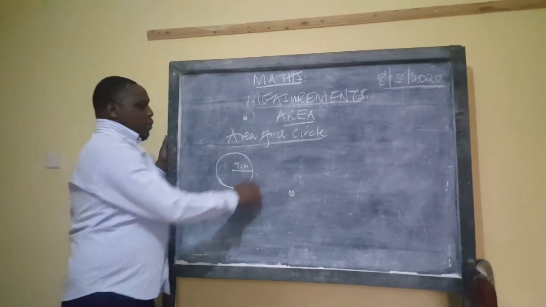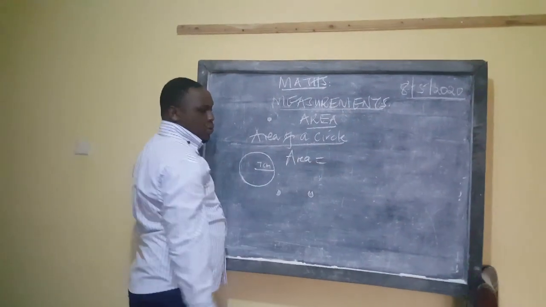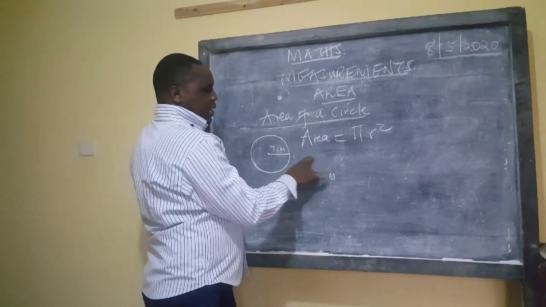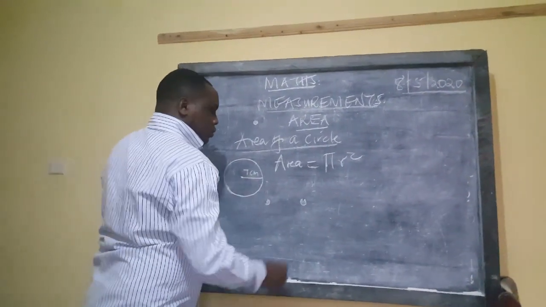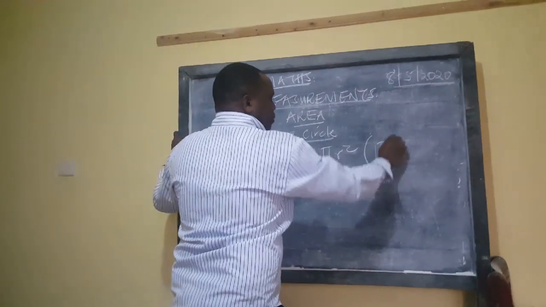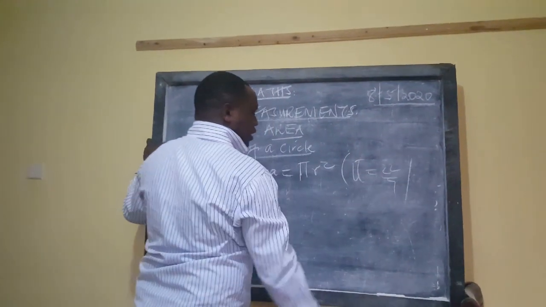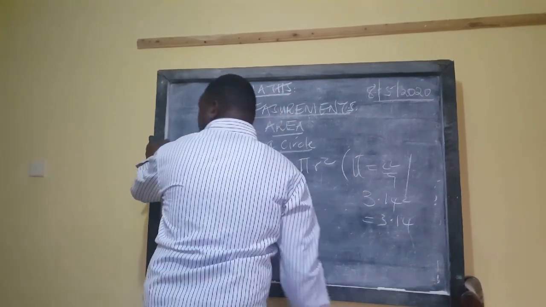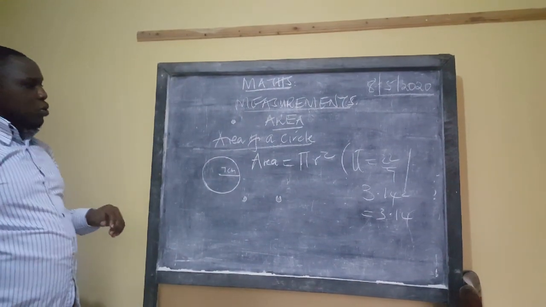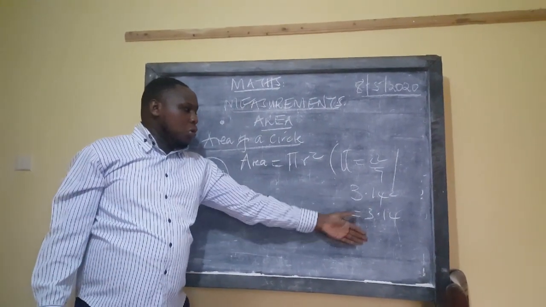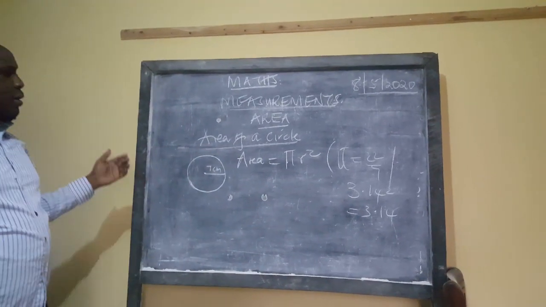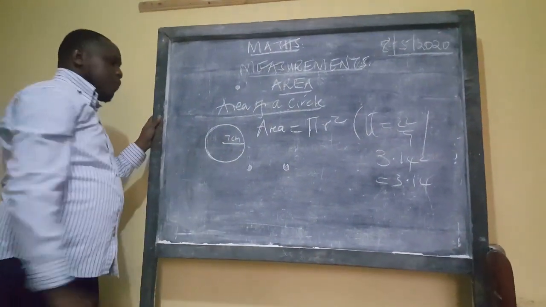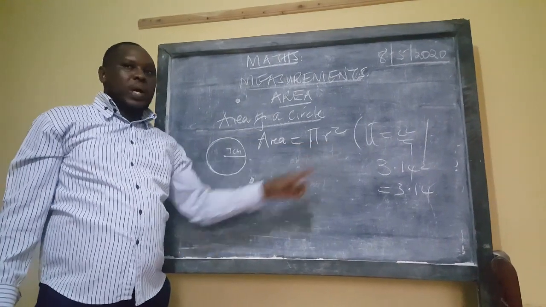Now, area of a circle is given by pi r squared. Now, the pi can be 22 over 7, or in the ratio form 3.142, which is simply 3.14. So that is what we call the pi. So it can be given as 3.142 or 3.14, depending on the person setting the exam. So when you want to calculate the area of a full circle, the formula is pi r squared.